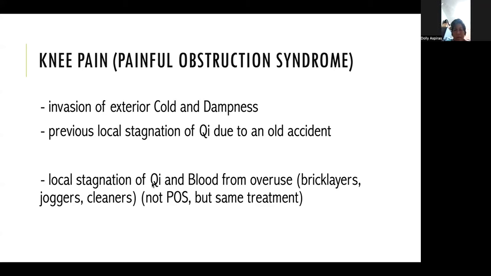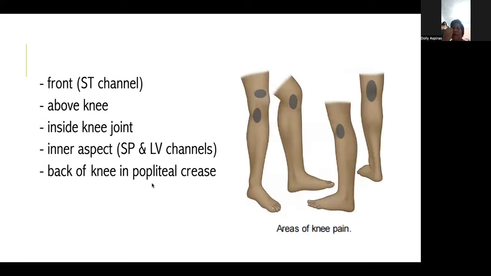Another frequent cause of knee pain is, of course, local stagnation of qi and blood from overuse of the joint. And this occurs in bricklayers, joggers, cleaners. Okay, so those who love to jog a lot, no? Be careful with your knees. In this case, it is not, strictly speaking, painful obstruction syndrome, but we have the same treatment. Okay? So the treatment of acute and chronic cases is not significantly different. So they can be discussed together. So, meaning, we will be discussing both the acute and chronic because the treatment is the same.